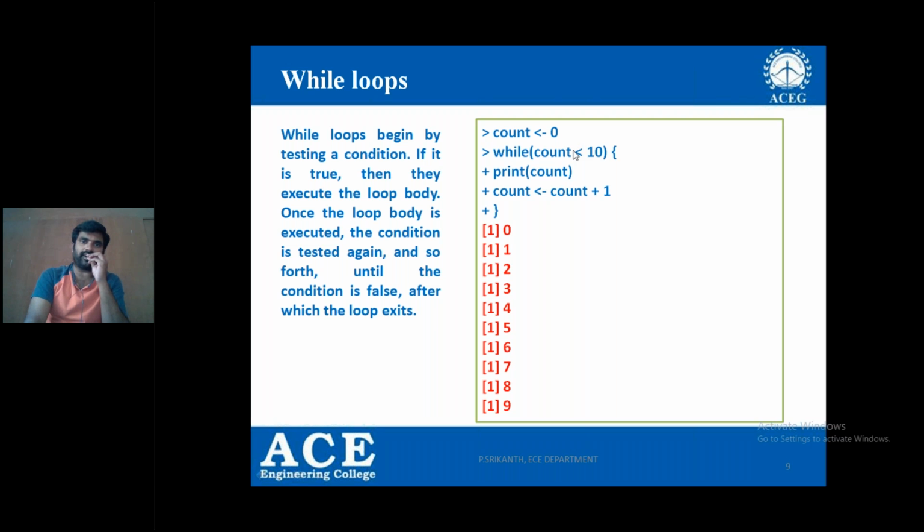Count is first assigned with a value 0. So while count is less than 10, it is printing the count value, and count is equal to count plus 1. So in each and every iteration, it checks the condition. First 0, 0 is less than 10. Yes, enter the loop. Next iteration, 0 plus 1, count is 1, 1 is less than 10. Enter the loop. Next iteration. And like that, it repeats the iterations until the condition is satisfied.